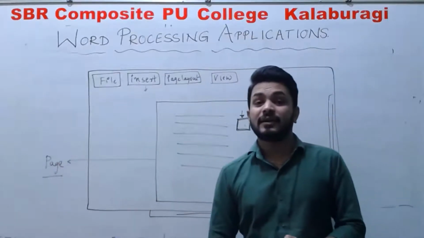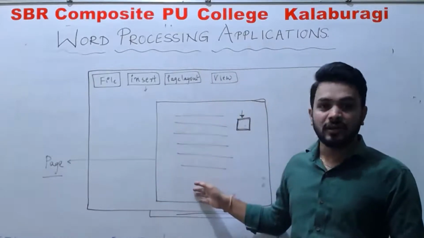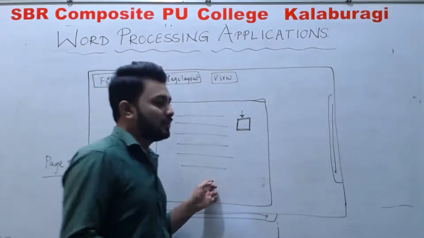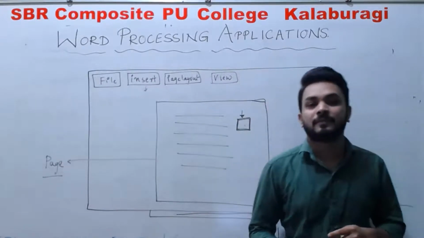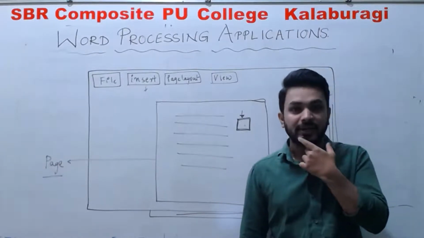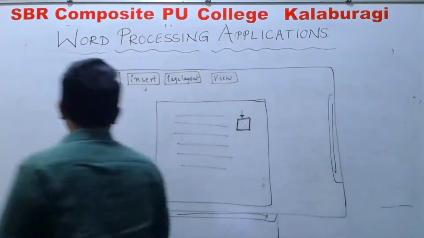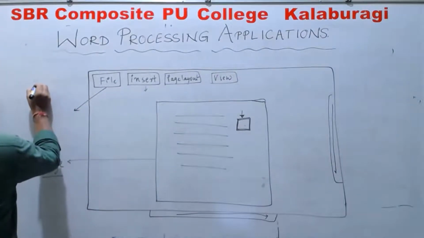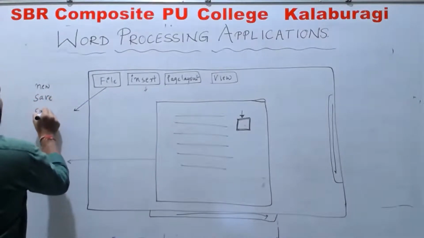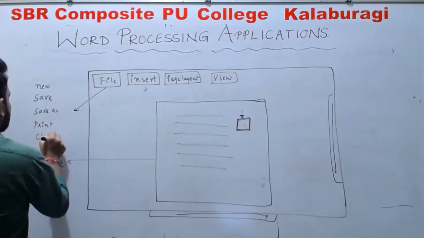So after creating a blank document, you are writing based on your requirement, right? Once you finish writing the document or writing a page based on your requirement, then what is the next step? You have to save that page in your computer, right? Just go here in the file, you will see a new button, save button, save as button, print button. So many buttons are there.